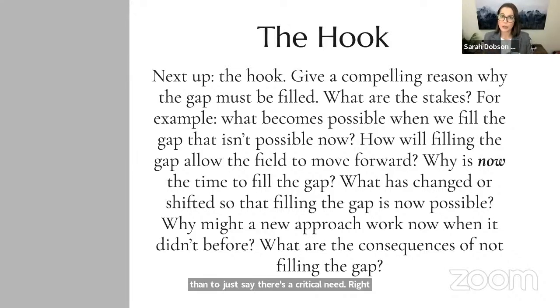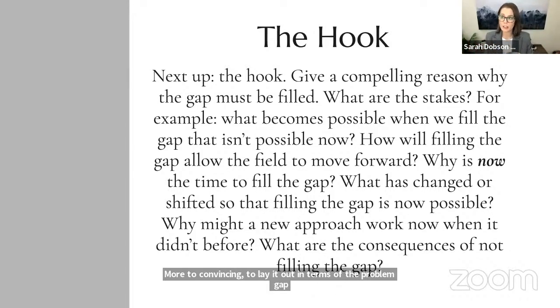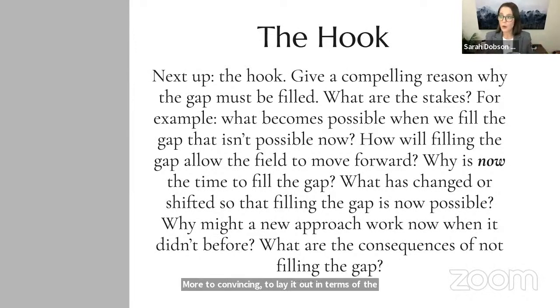It is truly a lot more compelling, a lot more convincing, to lay it out in terms of the problem, gap, hook that we have just gone through here. It's so much more compelling to do it that way than to say, therefore, there is a critical need for us to do X, Y, Z, right? Because what you're doing in that case is you are just asking reviewers to trust you. You're saying, trust me, there's a critical need here. We just need to do this.